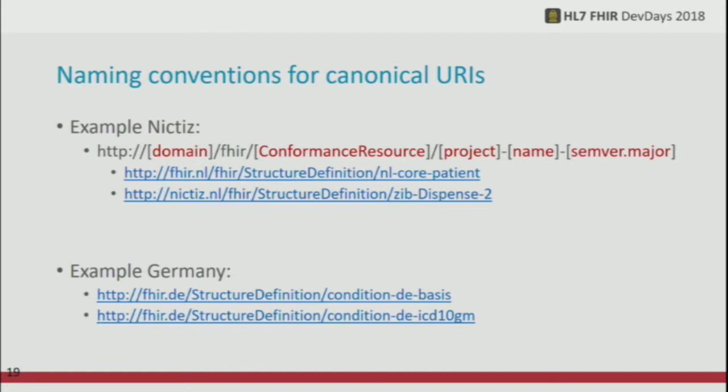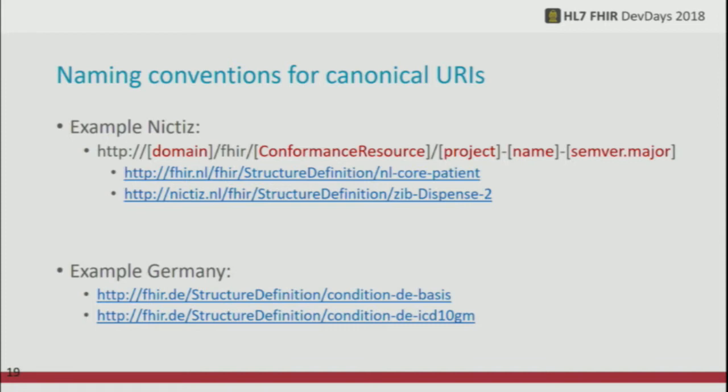So we also thought about naming conventions for a canonical URL. Each of the FHIR conformance resources has a canonical URI, which is like its globally unique identifier for its definition. So for example, the NL core patient has FHIR.nl/FHIR/StructureDefinition/nl-core-patient. And we have some of our detailed clinical models. This one is for dispense, which is for Nictiz, our national standardization organization. So it has nictiz.nl/FHIR/StructureDefinition/zib-dispense, where zib stands for detailed clinical model, called dispense, and it has version 2 right now.